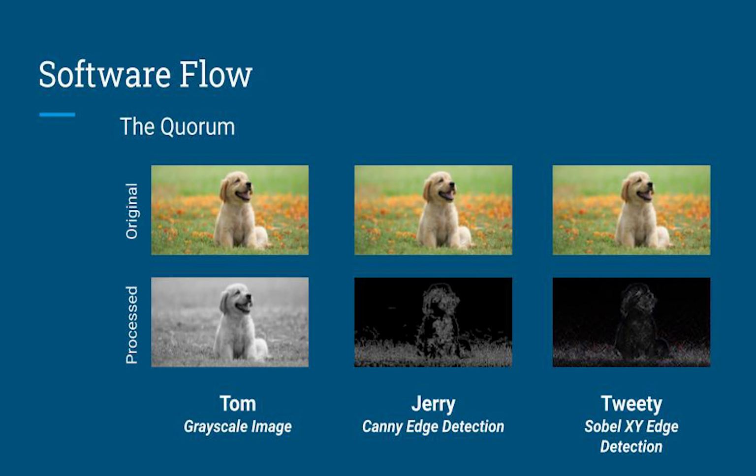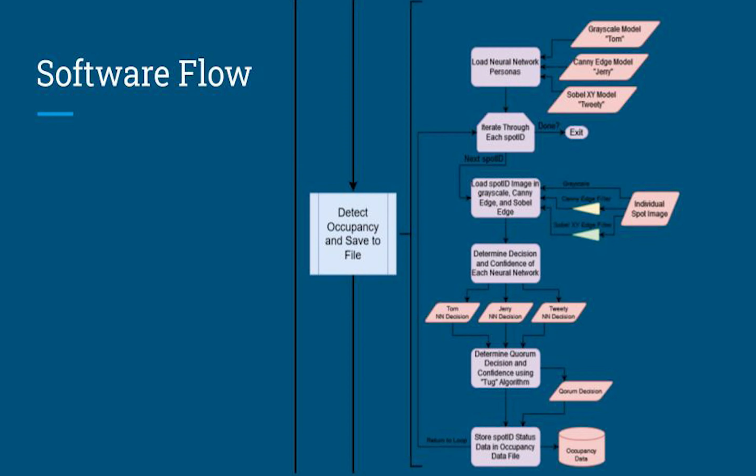We call him Tom. The second persona first applies a Canny edge detection filter to the image and then evaluates it. We call him Jerry. Finally, the third persona applies a Sobel XY edge detection filter to the image and then evaluates it. We call her Tweety. Each image is then passed through a quorum. That is, we ask each persona what they think the occupancy status of the spot is.